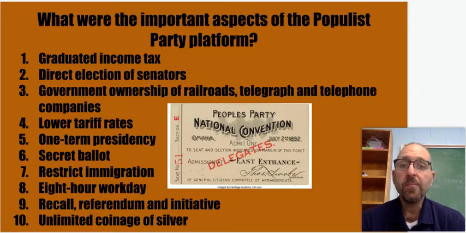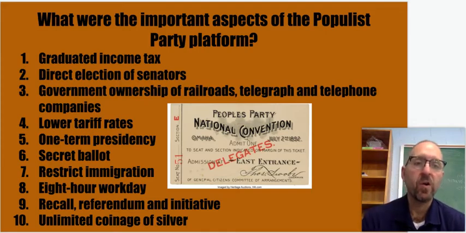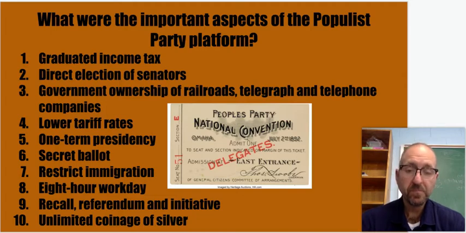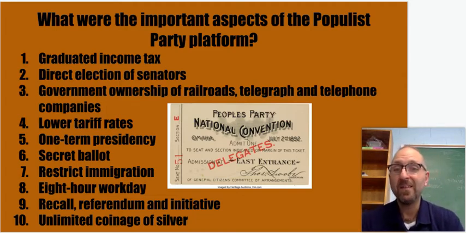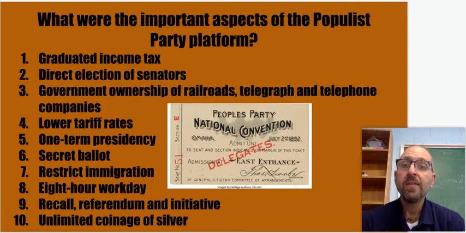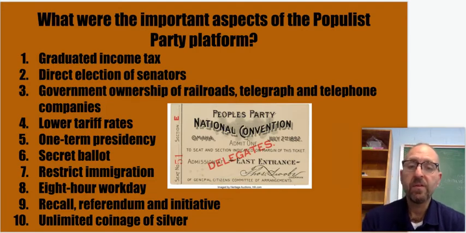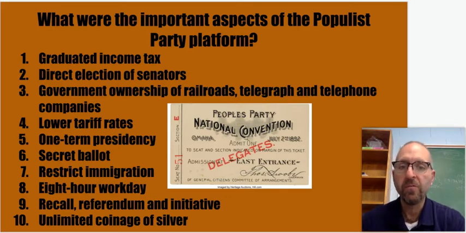They wanted the government to own all the big corporations like the railroads and the telegraph and the telephone companies. They wanted tariff rates to go down. They wanted the presidency to be one term only. At this time, the president could be in office as many times as he wanted. They wanted a secret ballot. Before this, a lot of times your owner, your employer would know who you voted for, so they were hoping to have some secrecy in that respect.